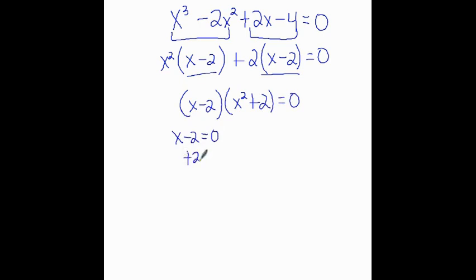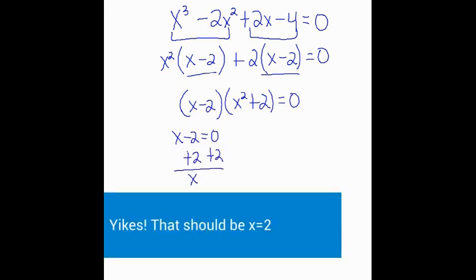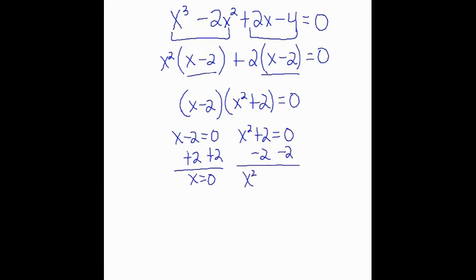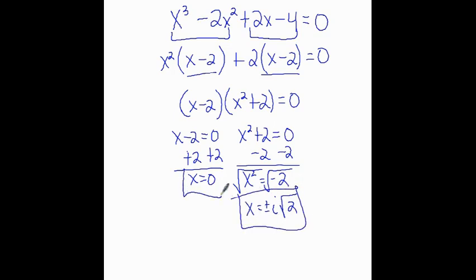This would just be simple algebra, x equals 0. And I'm actually going to go ahead and use algebra on the second factor of x squared plus 2. So that means subtracting 2, x squared equals negative 2. And I'm going to take the square root of both sides. I'm going to get x equals plus or minus, it's going to be complex, i times the root 2. And those are our solutions.